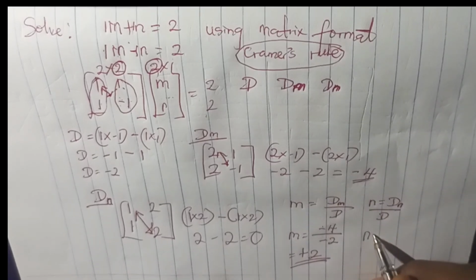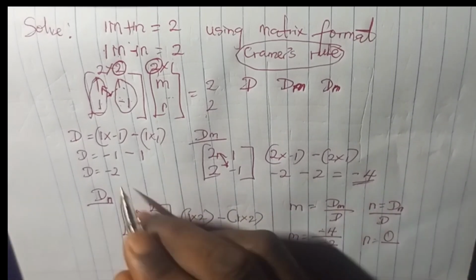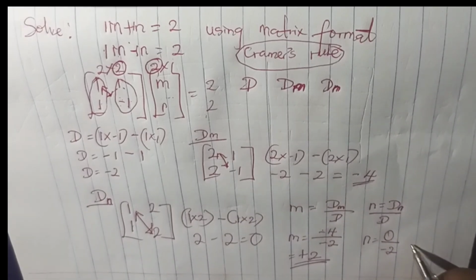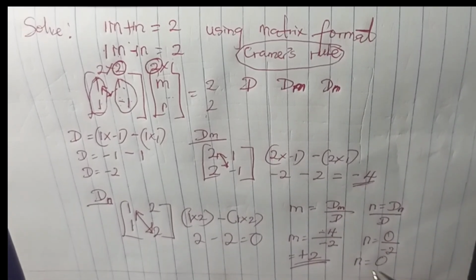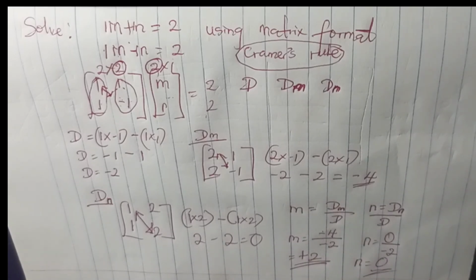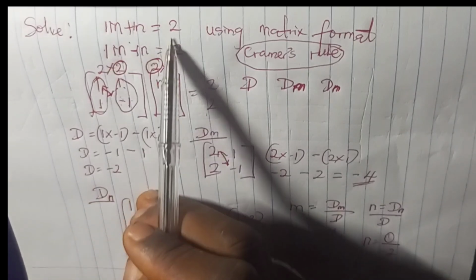Then the value of n is actually Dn, which is 0, all over D, which is minus 2. So 0 divided by anything is actually 0. So the values of m and n are respectively 2 and 0. And if you put m as 2 and n as 0, you see that you get 2, 2.